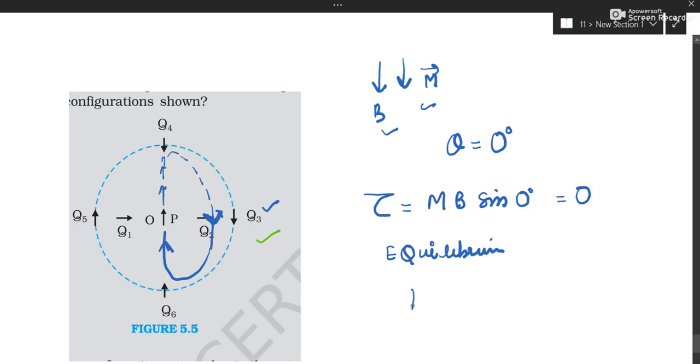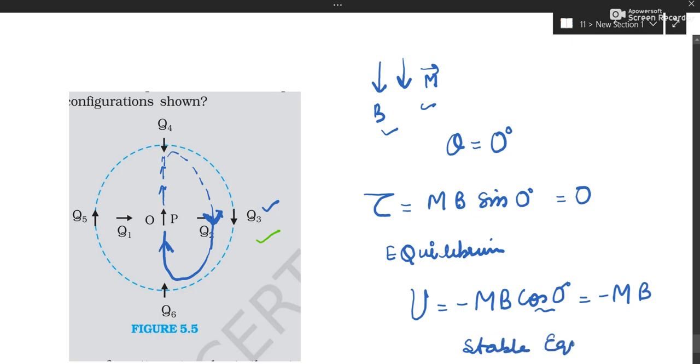And moreover, potential energy will be minus mB cos theta. Cos 0 will be 1, so it is minimum. So it is representing stable equilibrium. Equilibrium, and the equilibrium is stable. So let us talk about the others now, Q4, Q5 and Q6. So let us check.